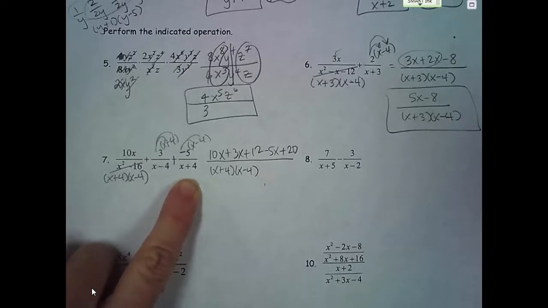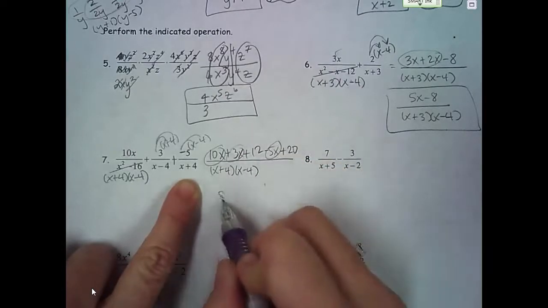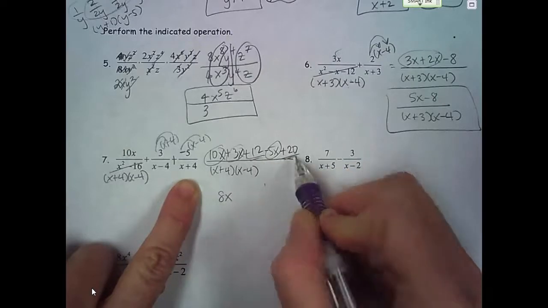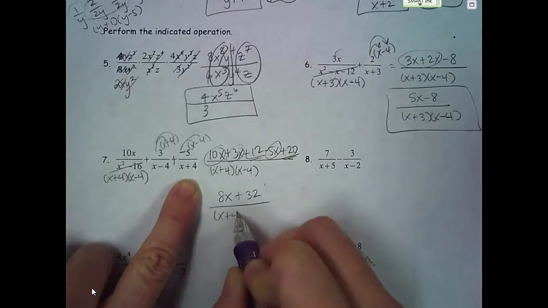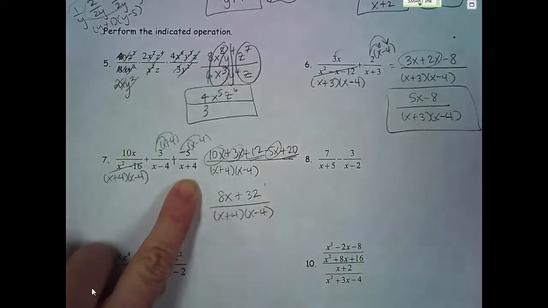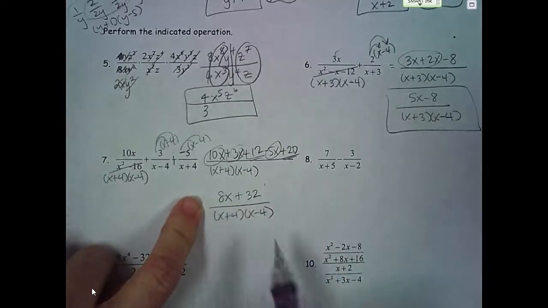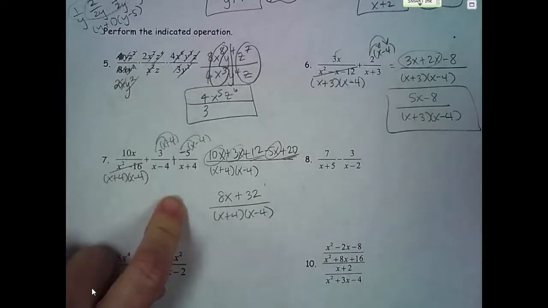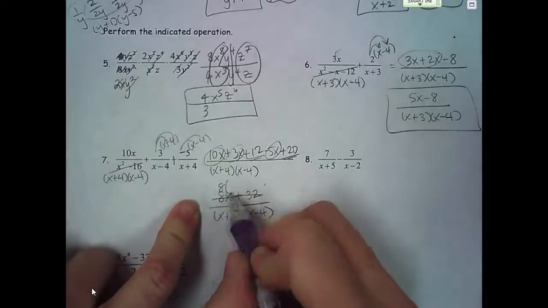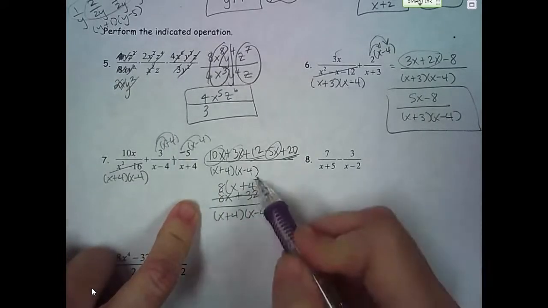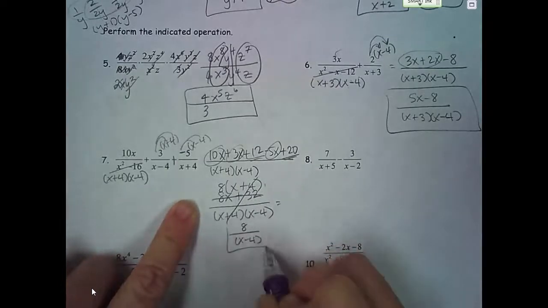Combine like terms to clean up the top. 10x, 3x, and negative 5x gives us 8x. And 12 and 20 give us 32. You'll notice that 8 fits into both of these. You can't box your answer till you look and see if you can factor and cancel a little bit. Okay, and I can take an 8 out of here. So the x plus 4 is canceled, giving me x minus 4 in the denominator.